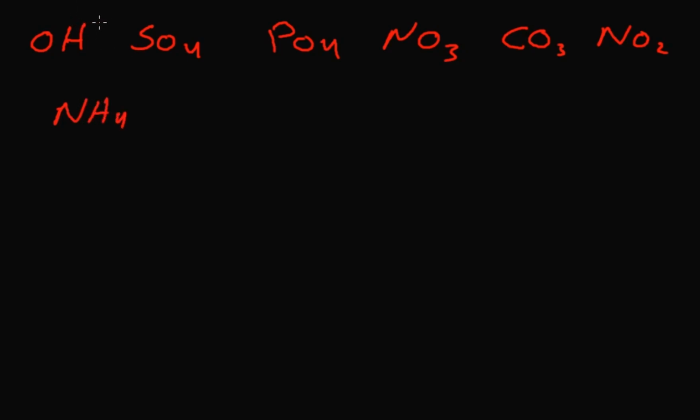The hydroxide ion, its oxidation state should be -1, sulfate 2 negative, PO4 3 negative, nitrate 1 negative, carbonate 2 negative, nitrite 1 negative, NH4 or ammonium group 1 positive. Okay, maybe we can add something like this, the chlorate. These are the most famous anions and cations as polyatomic groups. Okay, so let's take some examples.